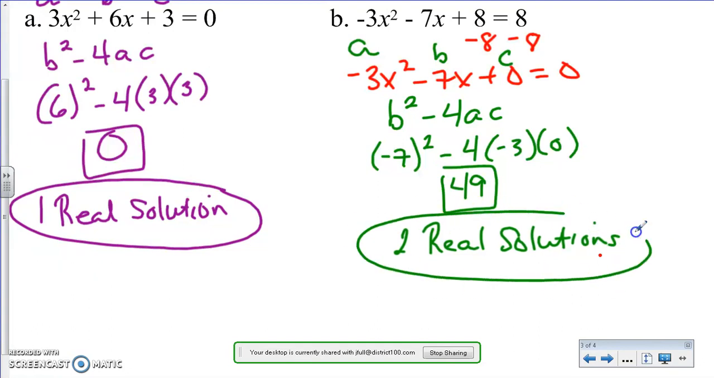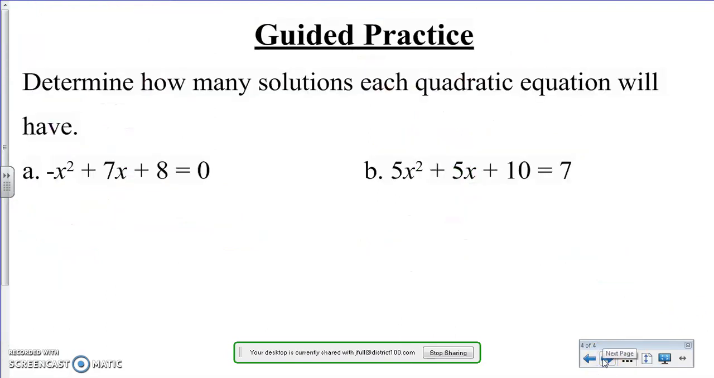Okay, and that is all you're doing. So go ahead and try the next 2 problems. If you have any questions, don't hesitate to ask.